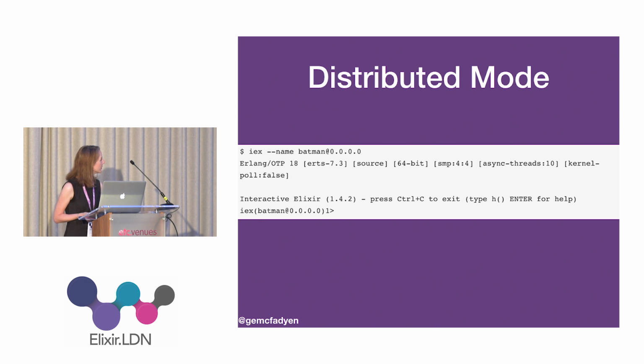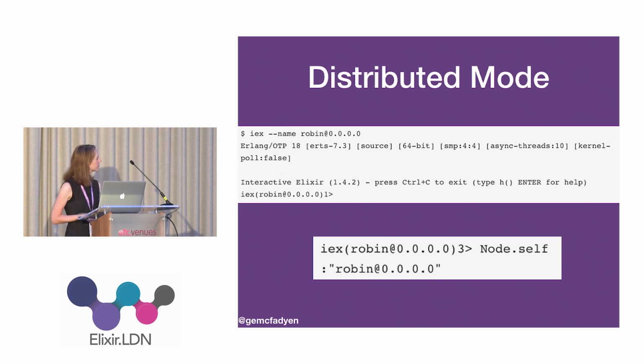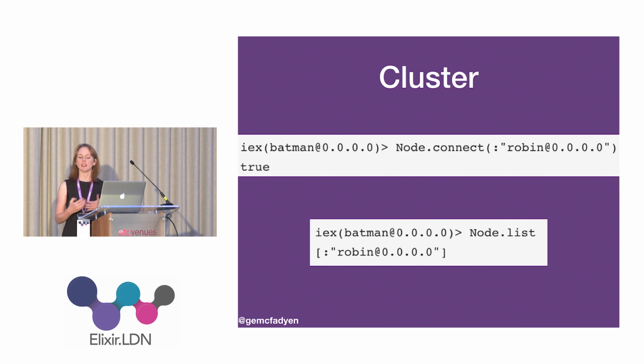So here you can see I've started this one with the name Batman, and then the prompt has the name in it. And the session knows its own identity, so if you do Node.self, it will print out the name. And then if we start another session and we call it Robin, Robin knows who he is as well. But they're still not connected, they're still completely separate. But you can call Node.connect to actually make them aware of each other. And then if you do Node.list, you'll see that Batman now knows about Robin.